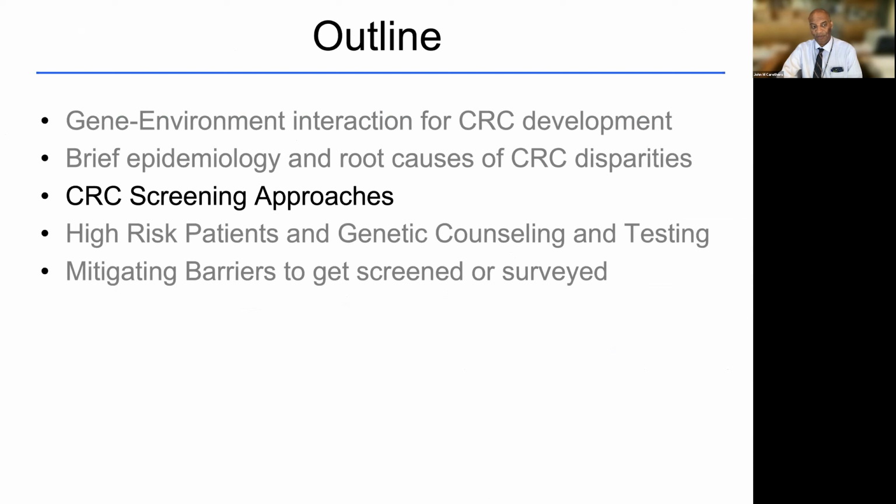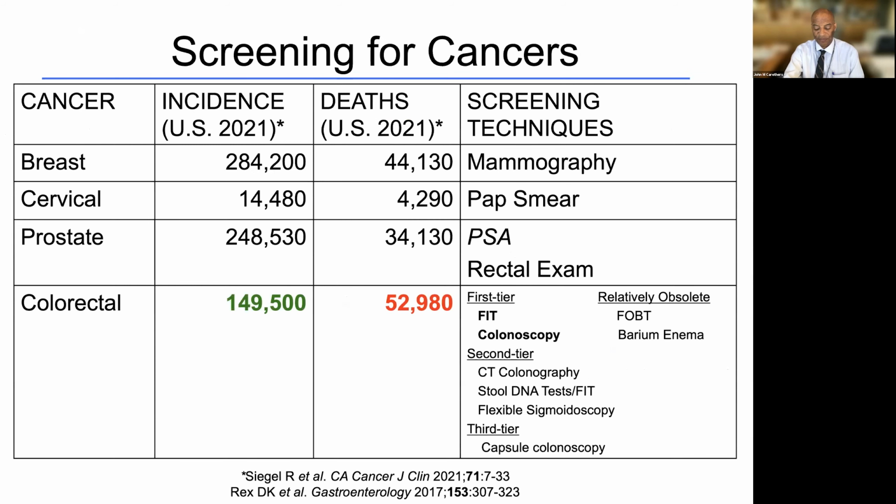Let me talk to you about colorectal cancer screening approaches. Screening for colorectal cancers is highly important in the United States. There are about 150,000 cases of colorectal cancer each year, and 52,000 and some change deaths. So colon cancer incidence is not the highest of all cancers, but it has the highest rate of deaths of these 4 cancers I list here. And we've invented multiple tests to screen for this because of the high death rate.